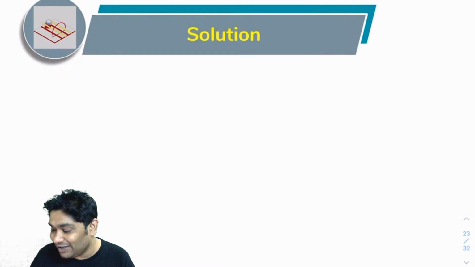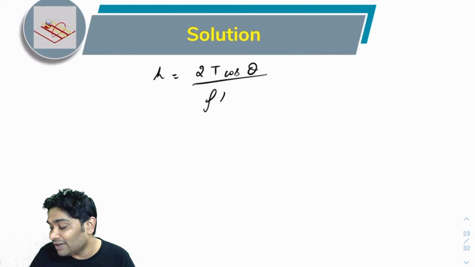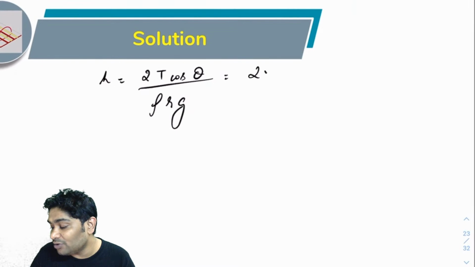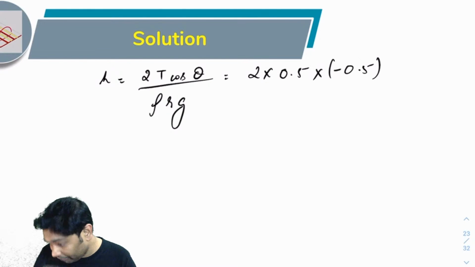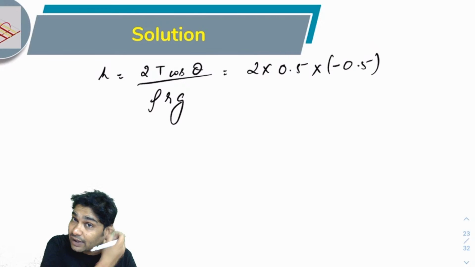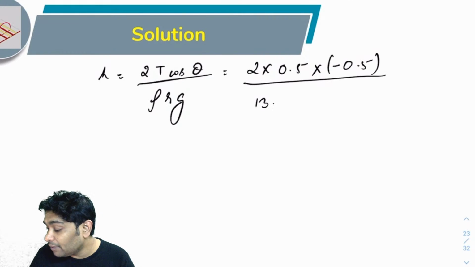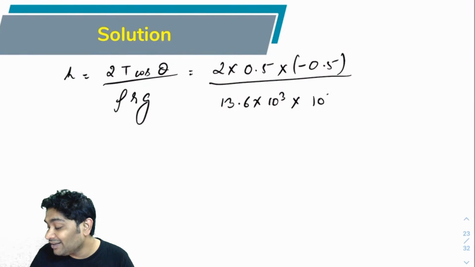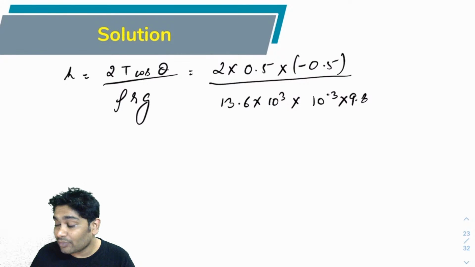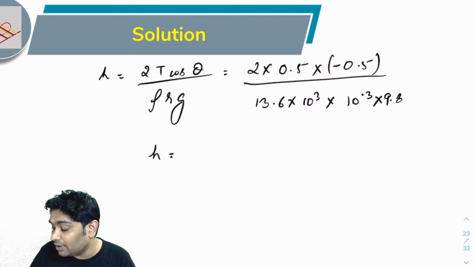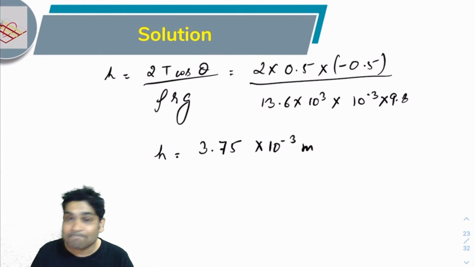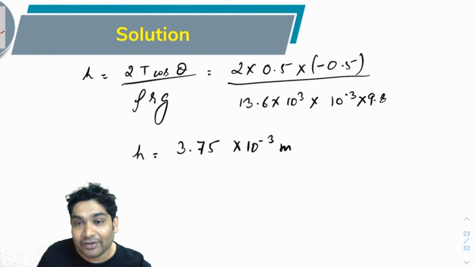All you have to do is use the formula that H equals 2T cos theta over rho Rg. That is it. Substitute all the values: 2 into 0.5 into minus 0.5. Cos of 120 would be minus of cos 60, right? Over 13.6 into 10 to the power 3 into R is 1 mm, so that is 10 to the power minus 3, into 9.8. So you will realize that H would come out to be 3.75 into 10 to the power minus 3 meters.